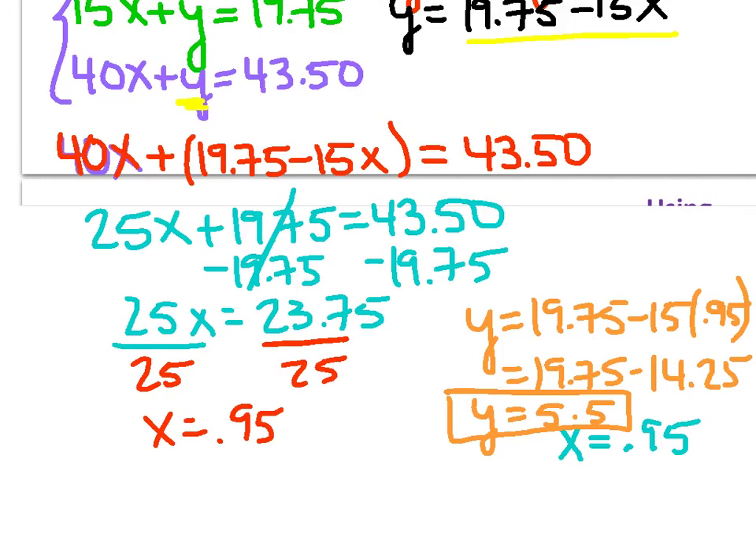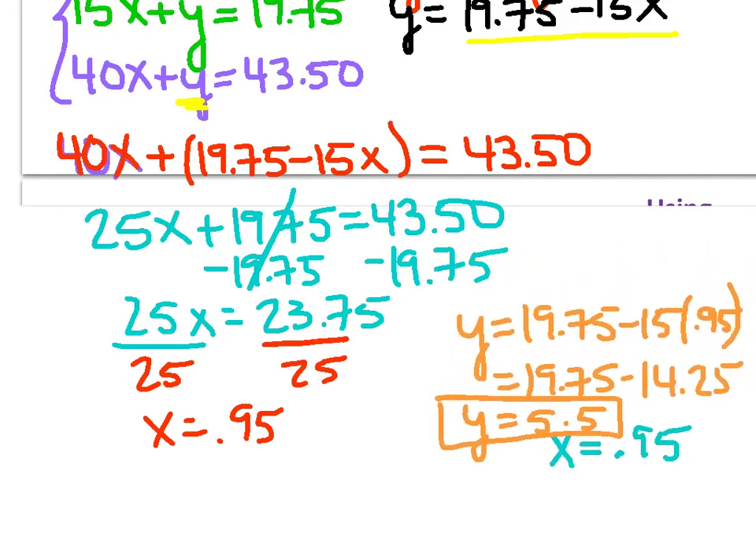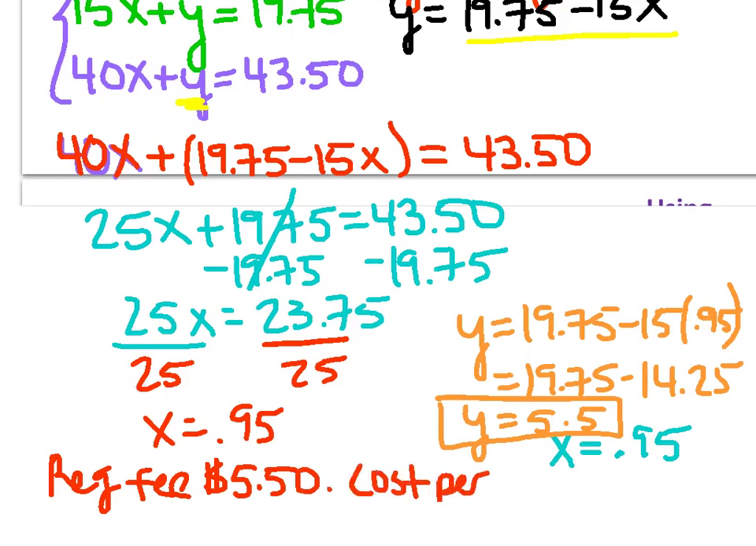Therefore, the question asked me what is the registration fee and what is the cost of the downloads? Well, the registration fee is going to be $5.50, right? Make sure you have the correct units. And then the cost per download is 95 cents. And you could use a dollar sign or a cent sign.